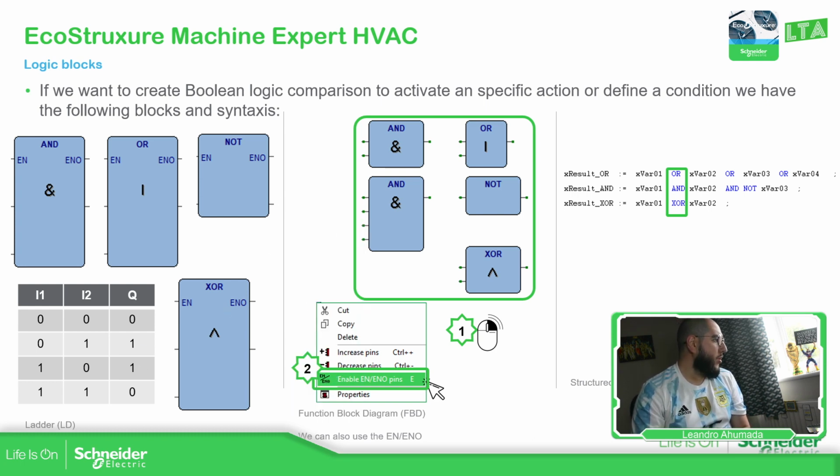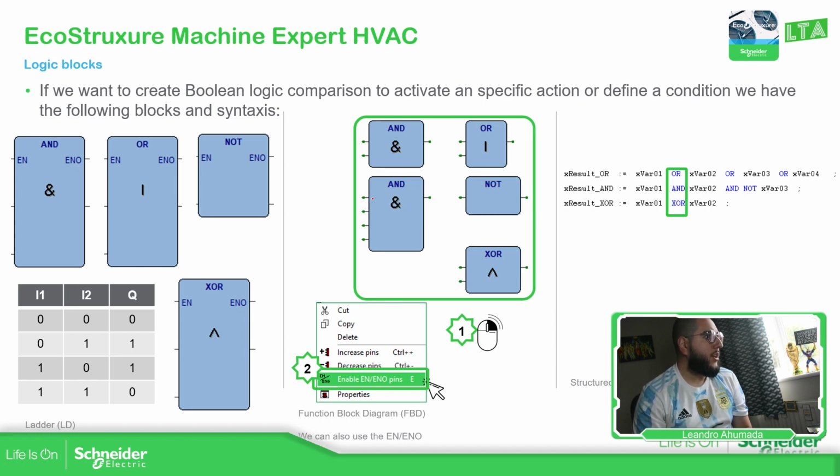So let's open the pen here. Once you drag and drop these elements into the code, this is how you can see it in ladder, and this is how you can see it in function block. Additionally, if you want to have the enable input and output in FBD, you just right click on one of the function blocks and enable the output there to have the pins.